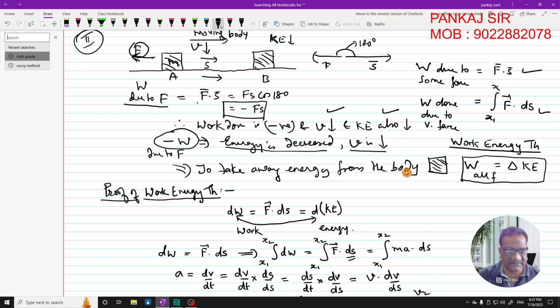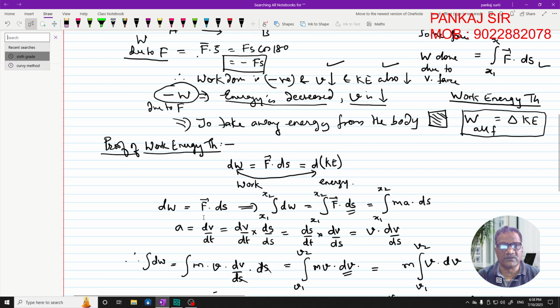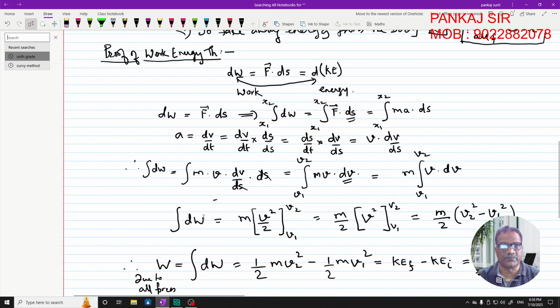Now before we go to numericals, let us try to prove this work energy theorem. So the proof of this work energy theorem has been given by me over here. The proof goes this way. We know that the work done due to all forces is equal to F dot. Now let us take the example of a variable force. So let us take F dot ds.